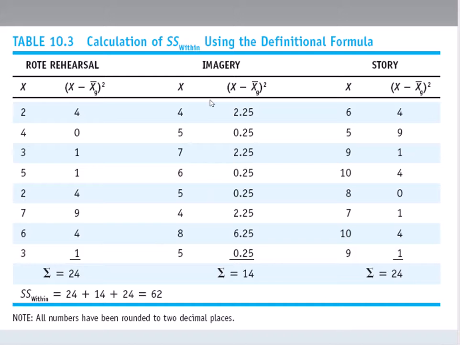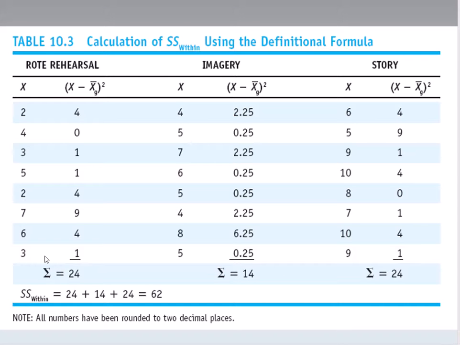The middle one, we have 5.5 as our group mean. 4 minus 5.5 gives us negative 1.5. Negative 1.5 squared is going to be 2.25. Go through and do these all the way down. Finally, we have story. 6 minus 8, because as we know from before, the group mean for number of words recalled for story was 8. 6 minus 8 is going to be negative 2. Negative 2 squared is positive 4. We add these all up.